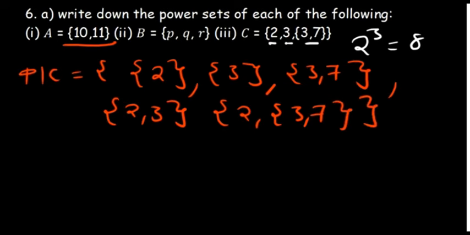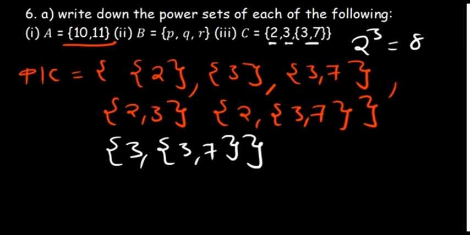Okay. Then we've combined 2 with 3 and 2 with {3, 7}. So I can also combine 3 and {3, 7}. So I'll combine that as well. Okay. So what else? We can write the set itself.